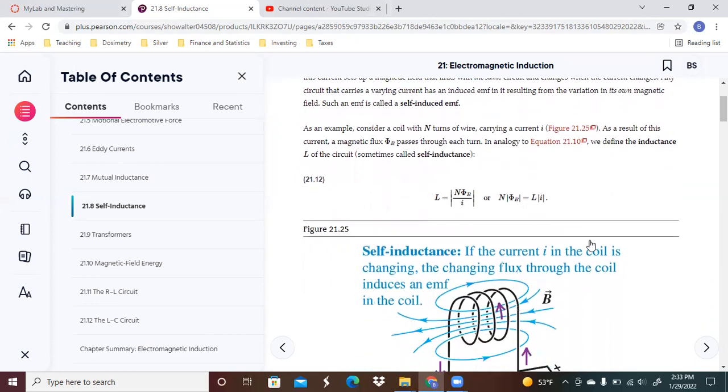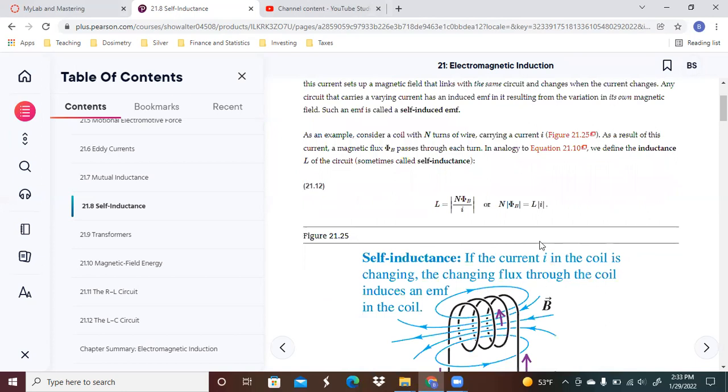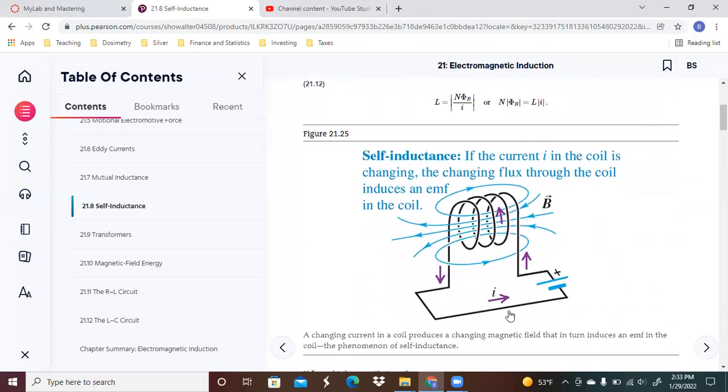So as an example, consider a coil with N turns of wire carrying a current I. As a result of this current, the magnetic flux passes through each turn. In analogy to equation 21.10, we define the inductance of the circuit as the self-inductance, which looks a lot like what we had seen before with the mutual inductance.